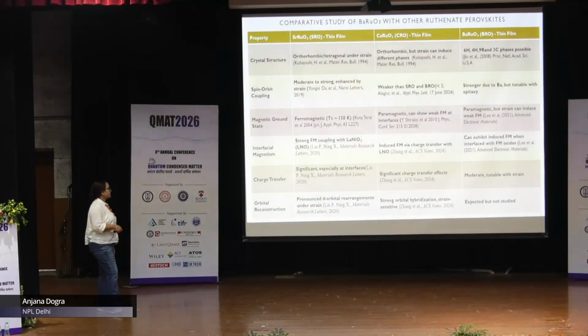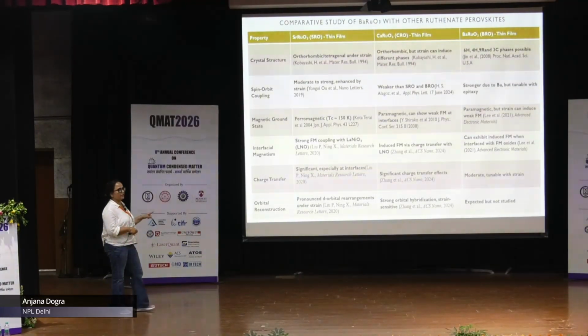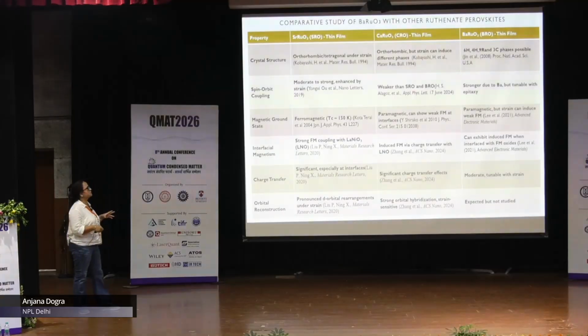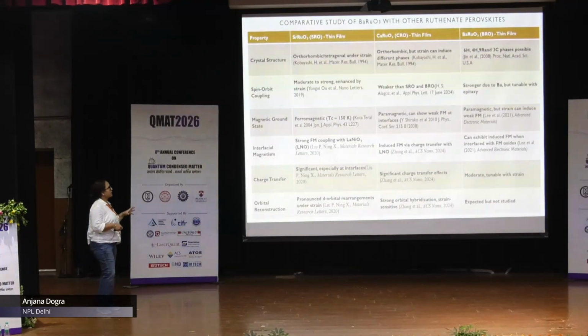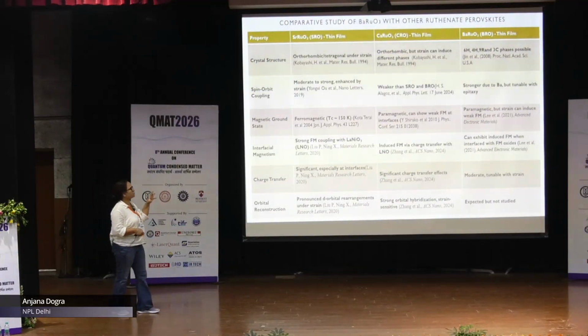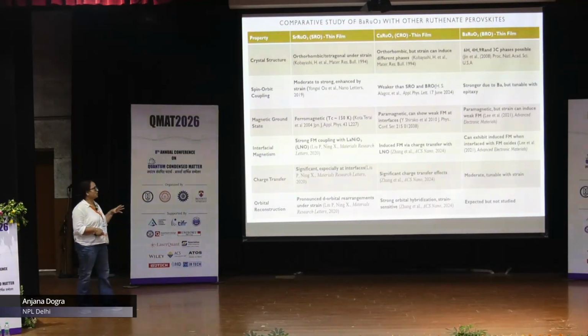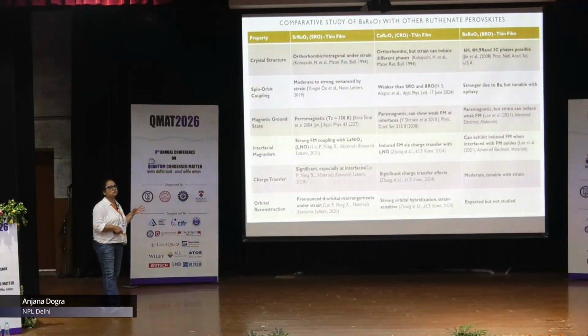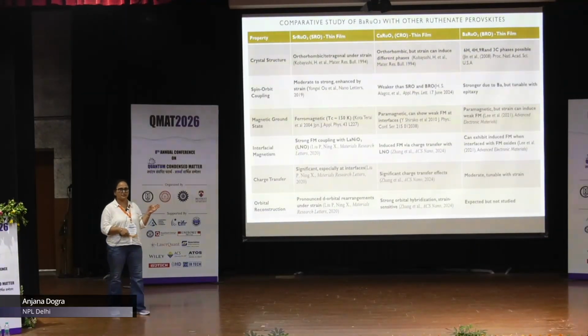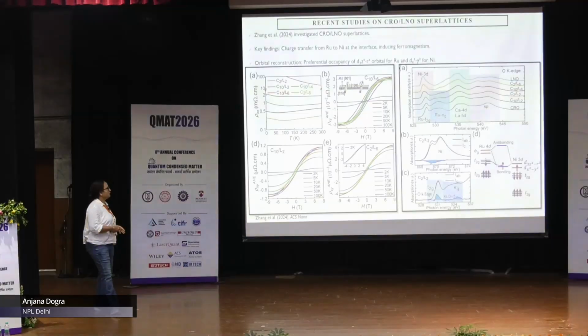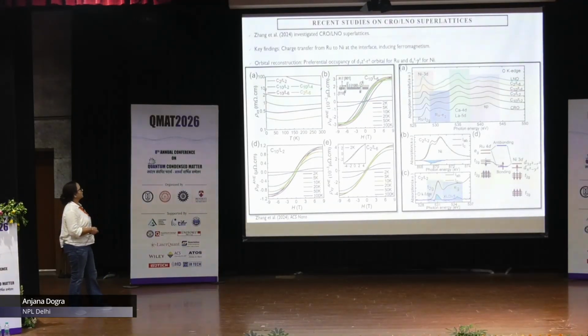Okay. So, coming to interfacial magnetism, which is the topic of our presentation, strong ferromagnetic coupling with LaNiO3 people have observed with SrRuO3, and something people have also observed with CaReO3. So, looking at this literature, we have chosen BaReO3, of a similar perovskite family, to look into whether we are able to induce interfacial magnetism in these structures or not. Okay.